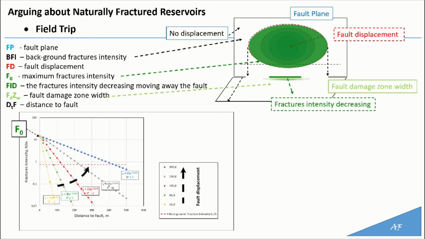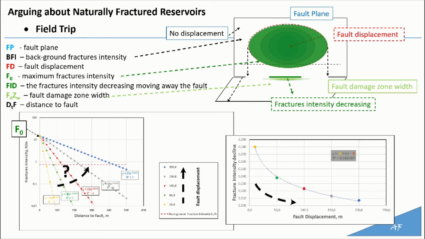How the fracture intensity declines with the fault displacement is unknown. However, as illustrated by the plot on the right, a decreasing trend is expected as the damage zone width appears to grow more slowly with higher displacement.